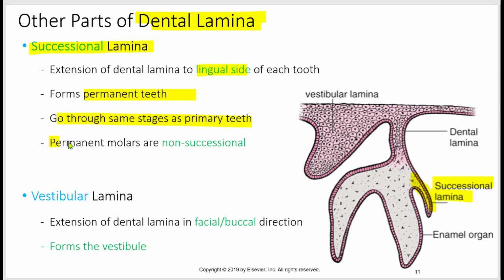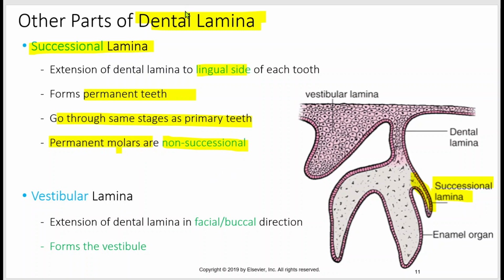Okay. Permanent molars, as we said at the beginning, are non-successional or non-succedaneous teeth, because they appear in areas that did not have primary teeth. Because we know the primary teeth are 20 and they don't have the premolars, but the permanent premolars would appear in the primary molars area, and the permanent molars would appear in an area that is empty. So that's why they are non-successional.